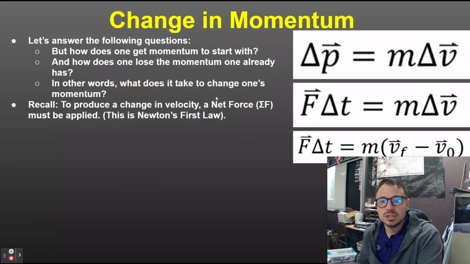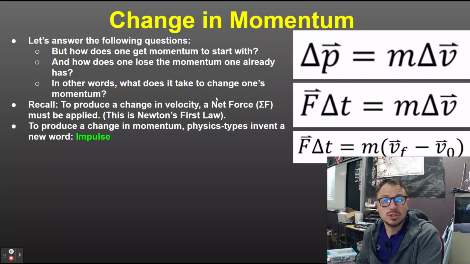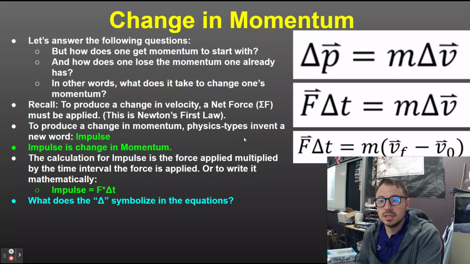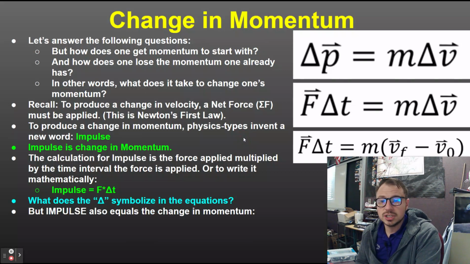So if we look back to Newton's laws, to produce a change of velocity, a net force must be applied. That's Newton's first law. Now, to produce a change in momentum, we invented a new word, impulse, right? So impulse is change in momentum. You apply an impulse to an object, and that momentum is going to change. Now, the calculation for impulse is the force applied multiplied by the time interval the force is applied. Or to write it mathematically, force times delta t. Now, that delta means change in.